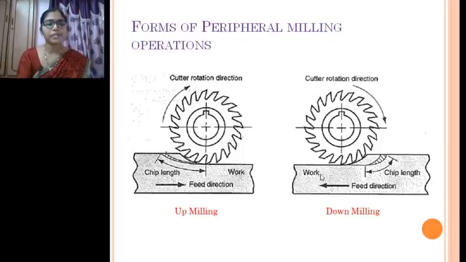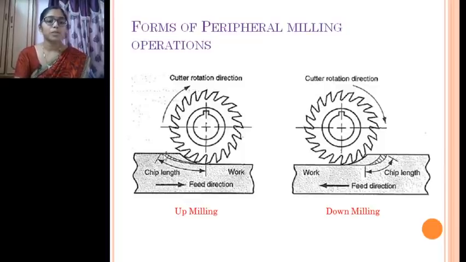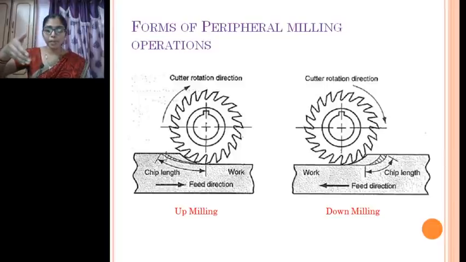That is the only difference. If you see clearly the picture, you can see in an up milling operation, the material removal happens from minimum to maximum. So it will be digging the material, right? It digs the material from minimum and comes out at maximum.